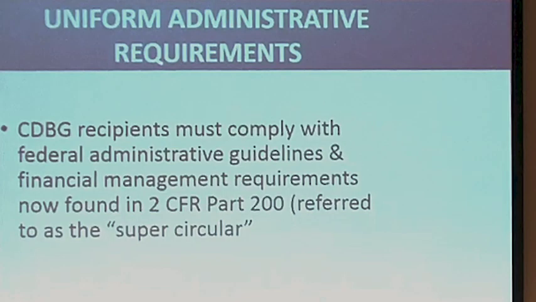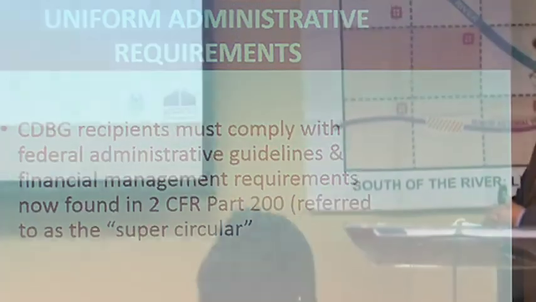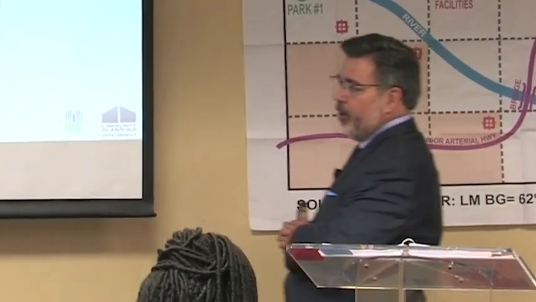Uniform administrative requirements. This is where we get to the good stuff. So you must comply with the uniform administrative requirements that are now unified under what is called the Super Circular, 2 CFR Part 200.